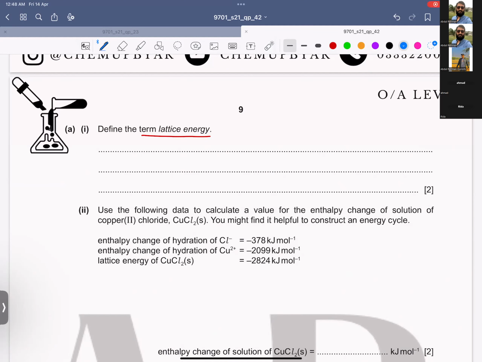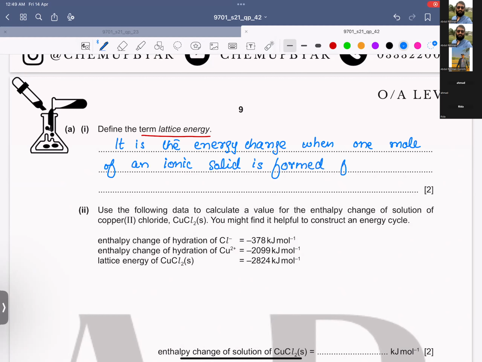So, it is the energy change, or you can say that it is the energy released when 1 mole of an ionic solid is formed from gaseous ions under standard conditions. Is this clear to everyone? Yes.